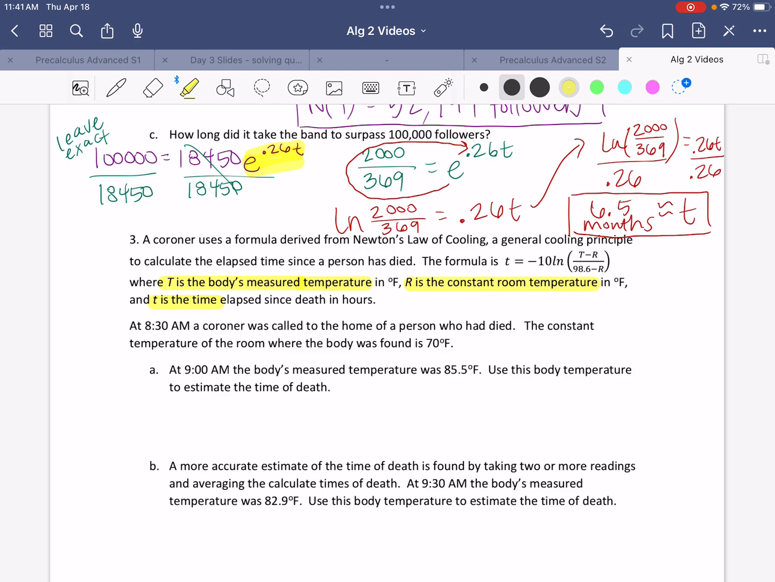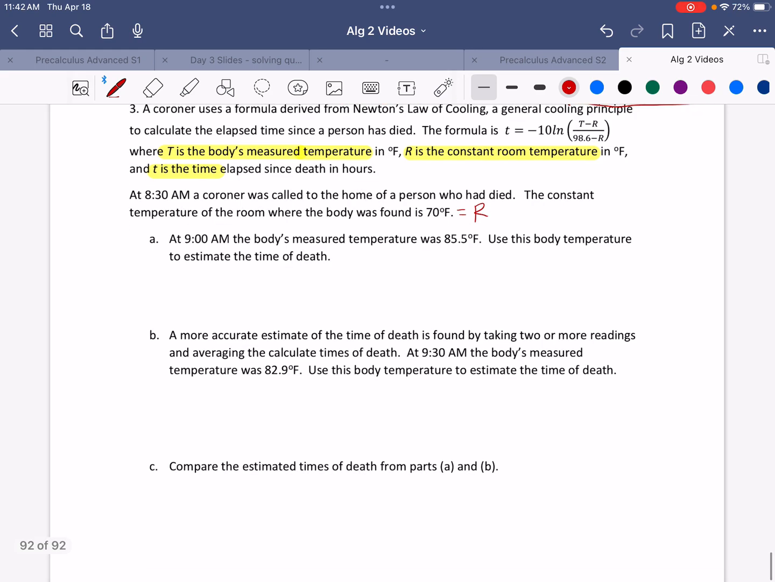So it says at 8:30 a.m., a coroner was called to the home of a person who had died. The constant temperature of the room where the body was found is 70 degrees Fahrenheit. So I'm going to say that is the room, R. At 9 a.m., the body's measured temperature was 85.5 degrees Fahrenheit. Use this body temperature to estimate the time of death. Well, lowercase t is the time. I have capital R, the room temperature. I have capital T, the body temperature.